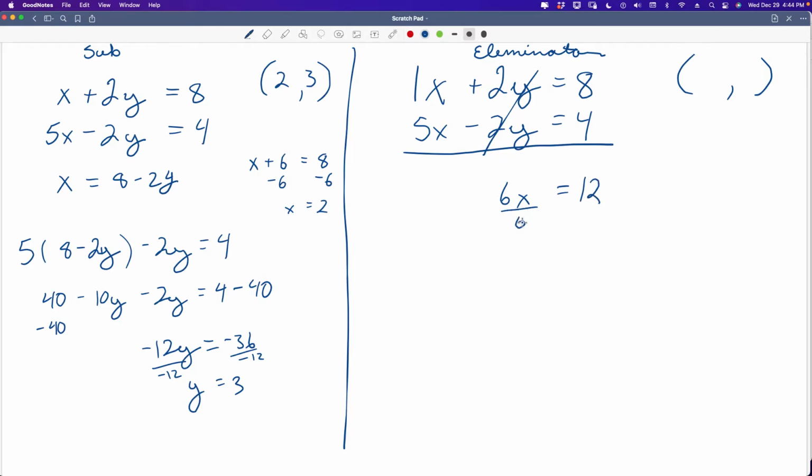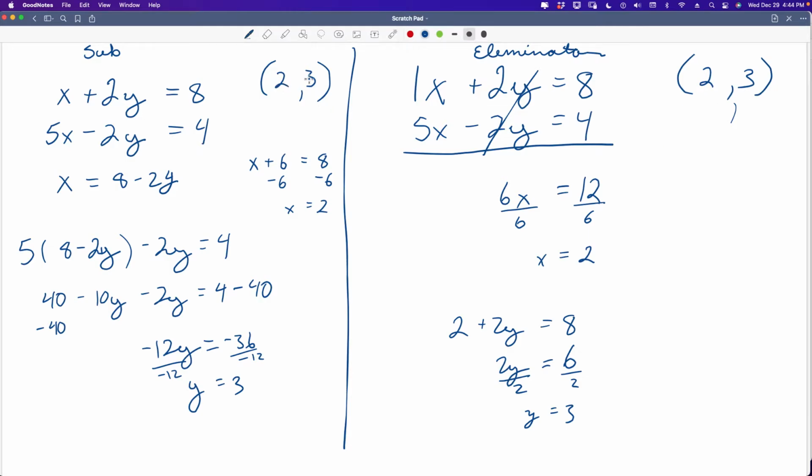We divide both sides by 6. x is equal to 2. That's the same one we got over here. We got to x faster, though. A little bit faster. So now we just sub in the x value here. That'd be 2 plus 2y is equal to 8. We subtract 2 from both sides. 2y is equal to 6. We divide both sides by 2. y is equal to 3.